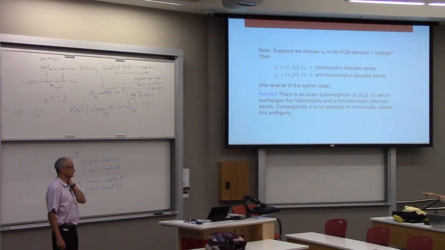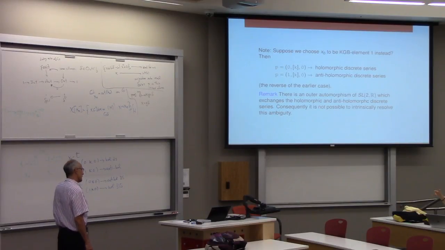Yes? Once you say that one of them is the anti-holomorphic, you're saying something about the complex structure. Yeah, that's right.